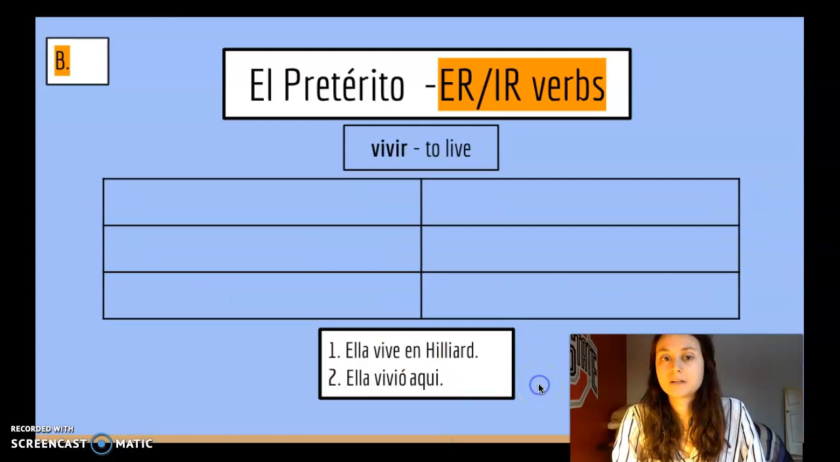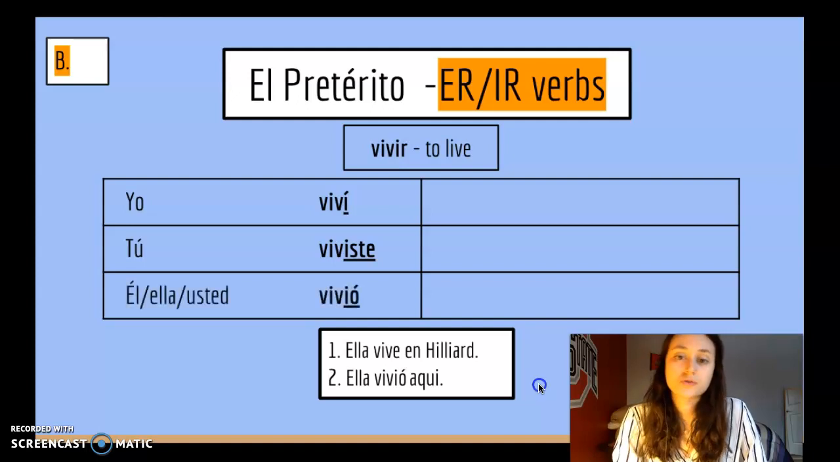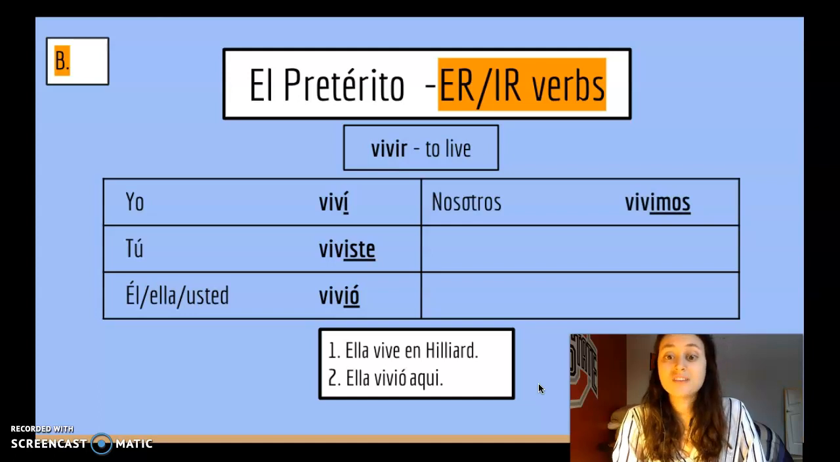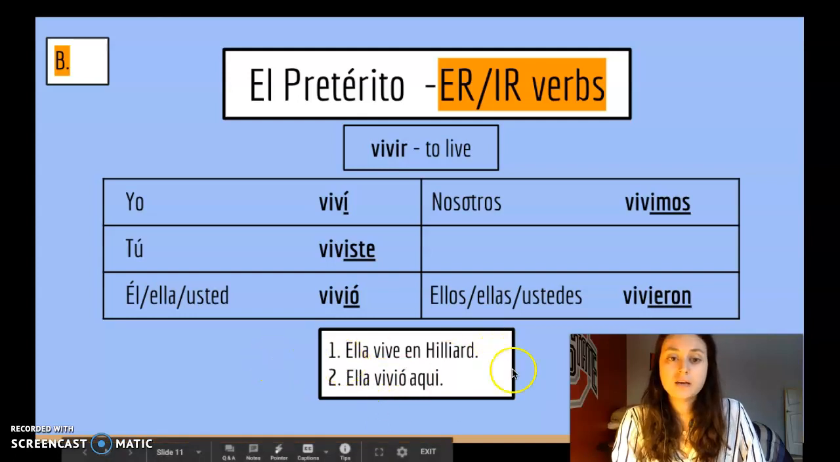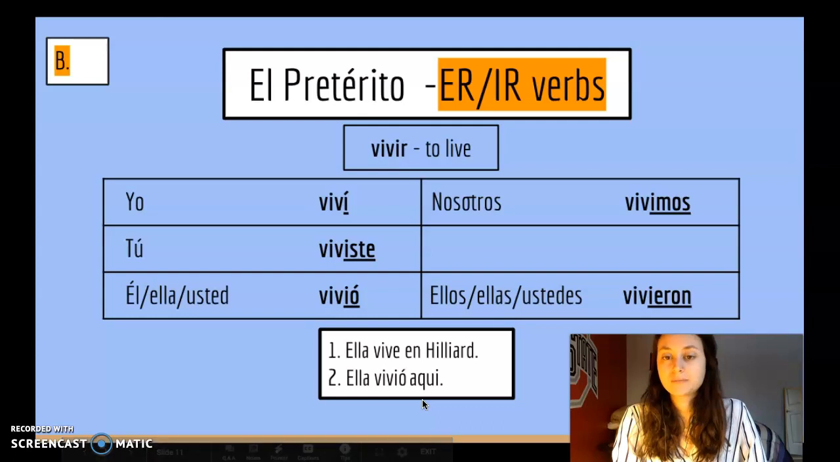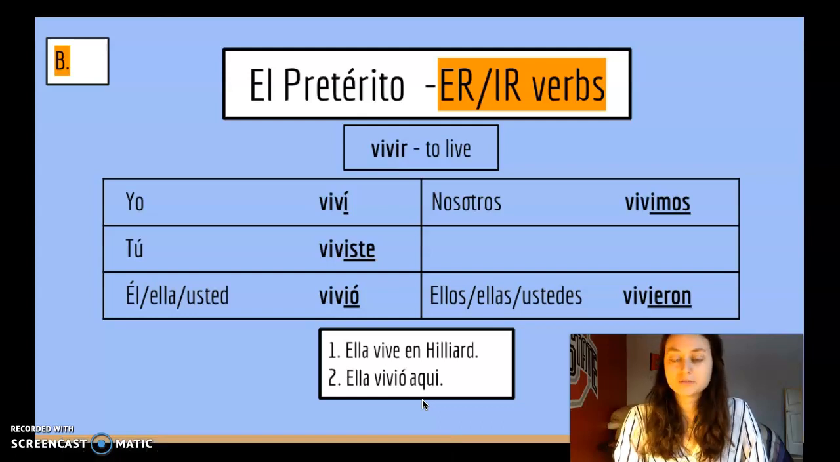And finally, vivir. So again, same endings as ER verbs, even though it's an IR verb. Yo viví, tú viviste, él, ella, usted vivió, nosotros vivimos, ellos vivieron. Okay? So "she lives in Hilliard," ella vive in Hilliard, versus "she lived here in the past," ella vivió aquí. Sí? Mucha información. Lo sé, I know. A lot of new stuff, but we're going to practice a lot and it'll get easier over time.